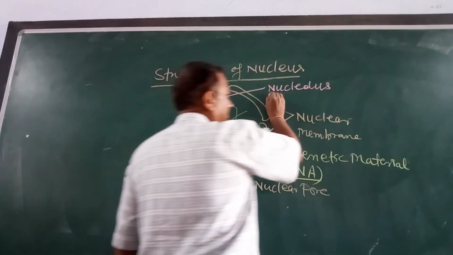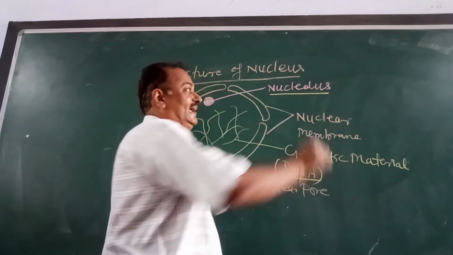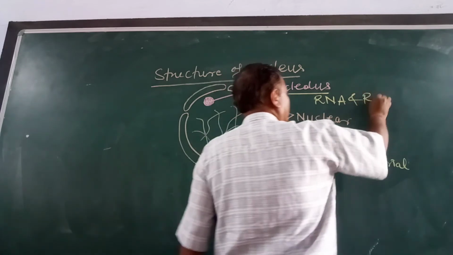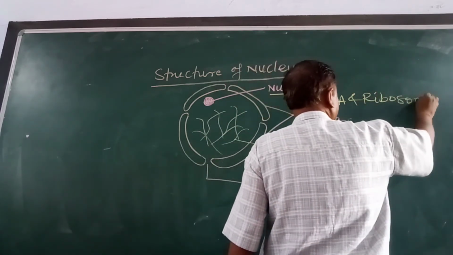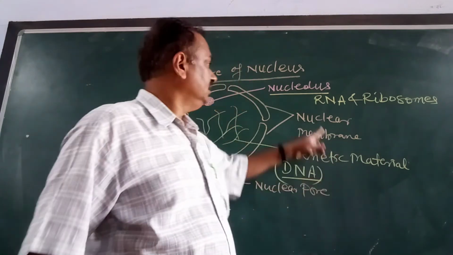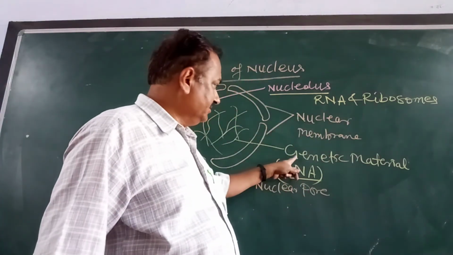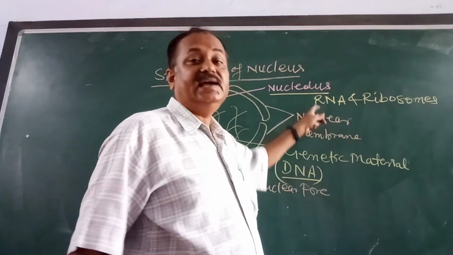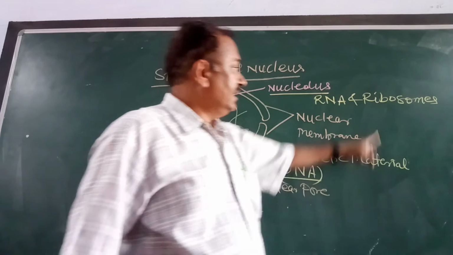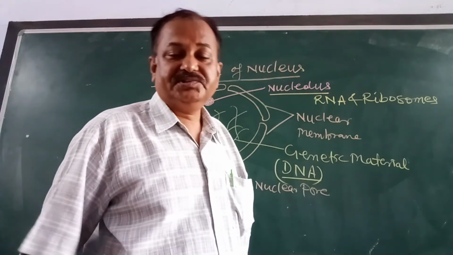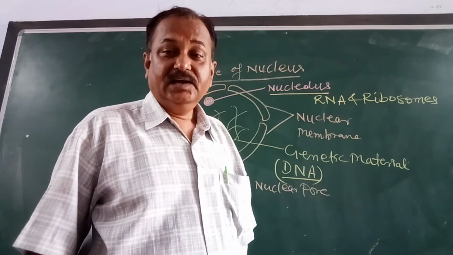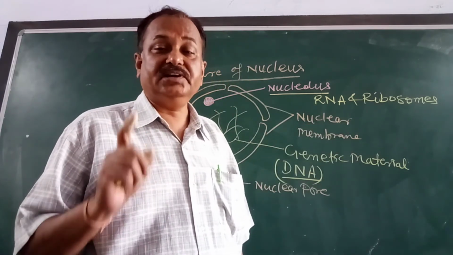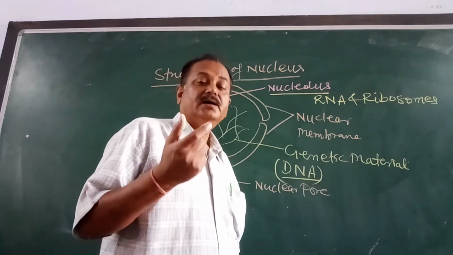Now coming to the nucleolus. Nucleolus has RNA and ribosomes. The nucleus has genetic material, which is DNA. It has RNA. Both are very important. RNA, ribonucleic acid. Ribosomes are very tiny particles which are responsible for the synthesis of protein. So RNA and ribosomes are responsible for the synthesis of protein, which is very important for an organism.